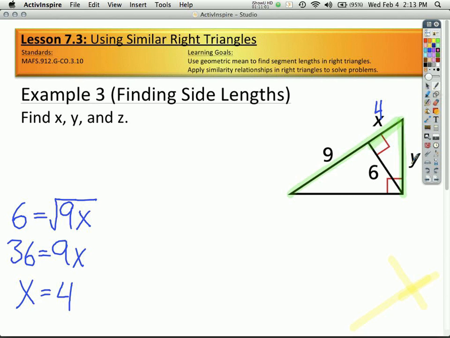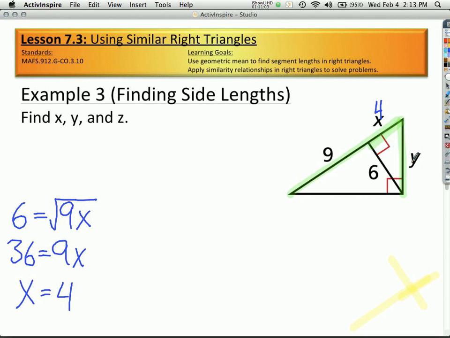But now we have all the information we need to find y. Because y will be the geometric mean of the whole hypotenuse and this little segment. So y is going to equal radical 13 times 4. No calculator needed. Just put it in simplest radical form. What will y equal?